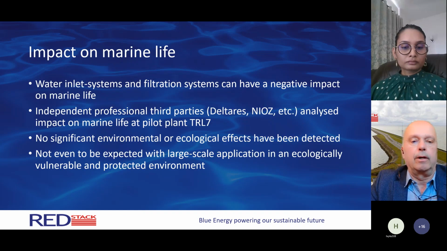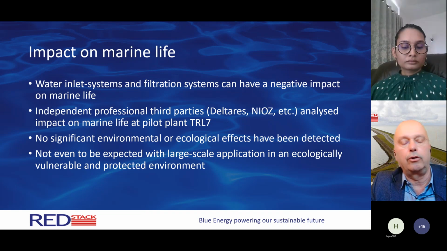What about the ecology? What about the environment? Our pilot plant is located at the Afsluitdijk, and the saltwater side, the Waddenzee, is a UNESCO protected area. We have to be very, very careful there not to destroy the flora and the fauna. And also the flow of the final water, the brackish water, back into the sea has to be monitored very well. This has been done by 2 Dutch institutes, Deltares and NIOZ, during the last years.